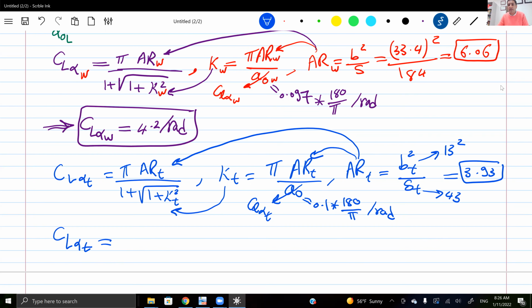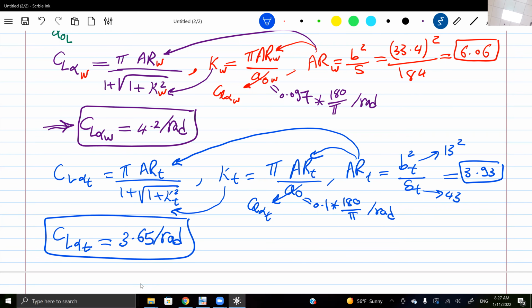Always remember that the largest CL alpha is 2 pi, and this is for the infinite wing. Once you make it finite, it becomes smaller than this limit of 2 pi, and the shorter you cut, the smaller CL alpha you get. All right. So I expect this to be smaller than 4.2. This is a check for yourself on the homework and exam. Here, CL alpha tail is 3.65 per radian. So we got the three-dimensional CL alphas from the two-dimensional ones.